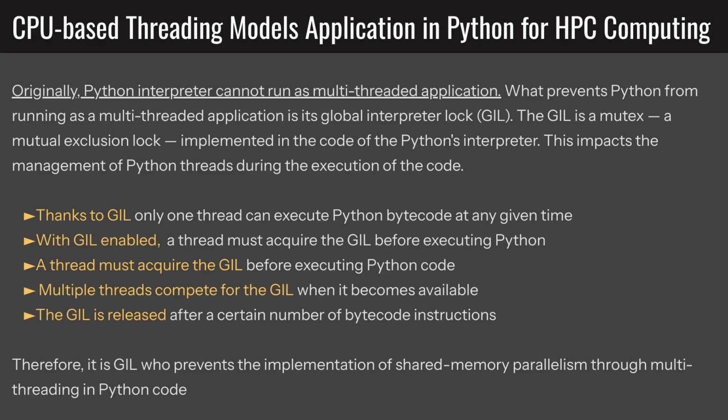With the GIL enabled, a thread must acquire the GIL before executing Python code. Multiple threads compete for the GIL when it becomes available. The GIL is released after a certain number of bytecode instructions. Therefore, it is the GIL that prevents the implementation of shared memory parallelism through multi-threading in Python code.